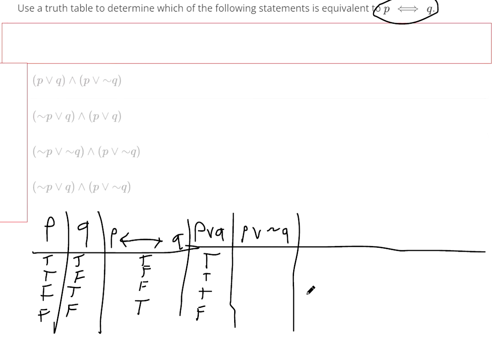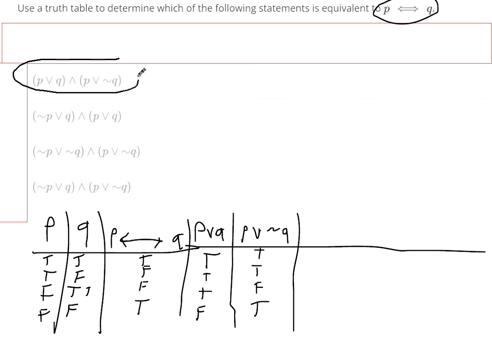In order to figure out P or not Q, not Q just means the negation of Q, so false, true, false, true. So if either one of those is true, we mark it true. P is true, this gets marked true. P is true, this gets marked true. P is false, but not Q would be false, so this row gets marked an F. And then Q is false, not false would be true because we're doing the negation of Q here, so this gets marked true.